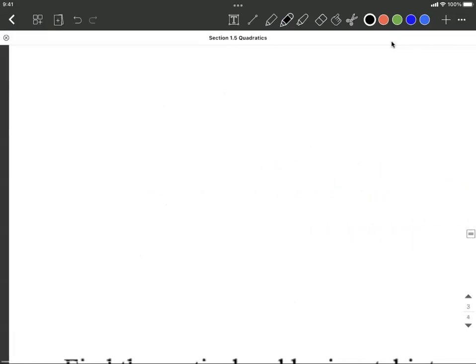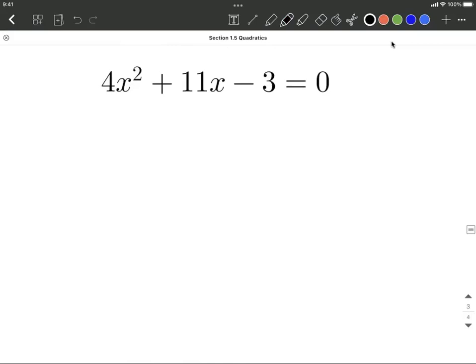All right, one last problem on this video. This one's a trickier one. It already has 0 on one side, but what makes this more difficult is we have a 4 hanging out in front. If you have a leading coefficient that's not just 1 out here, it's a little bit more involved. So I'm going to run us through what we refer to as the AC method for factoring. It's referred to as the AC method because remember we said that's ax squared plus bx plus c.